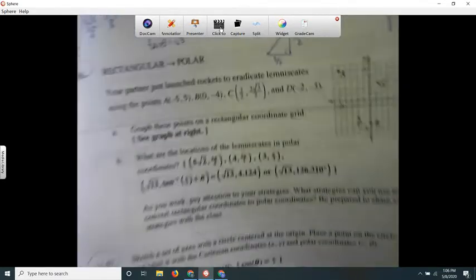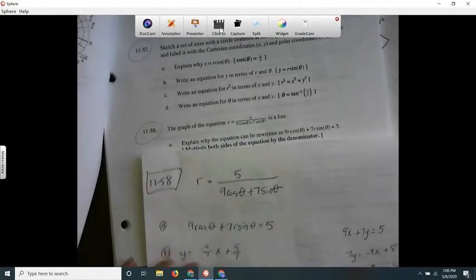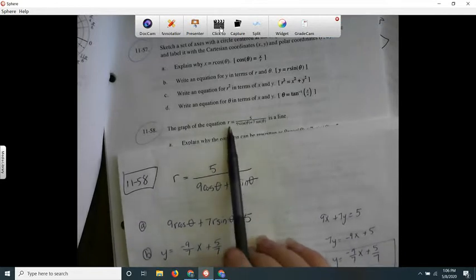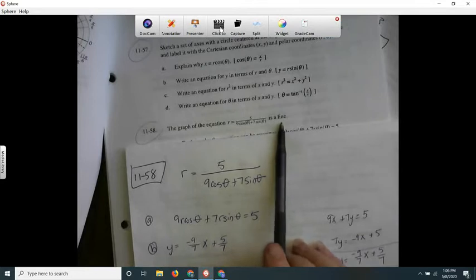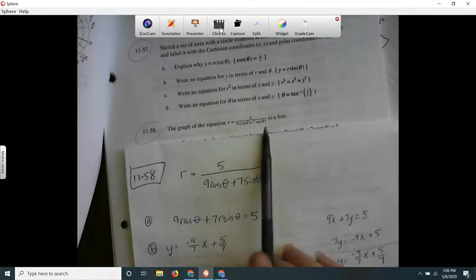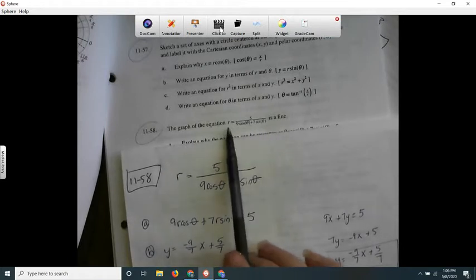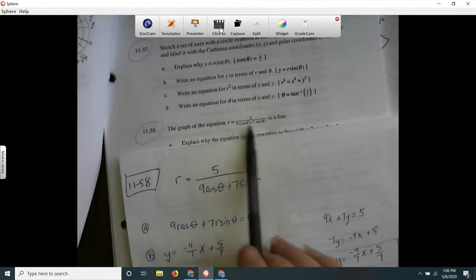And I'm going to show you a little bit about 11.5.8 and 5.9. So 11.5.8 says the graph of the equation r equals 5 over 9 cosine theta plus 7 sine theta is a line. So I want you guys to feel free to put these into Desmos. You have to type in r and you have to use theta or else it won't know that it's polar. But you can graph that.